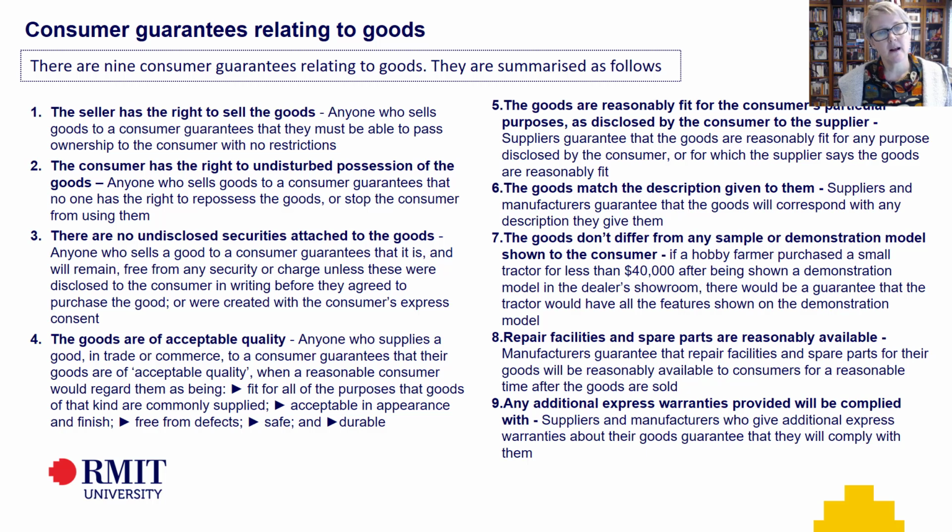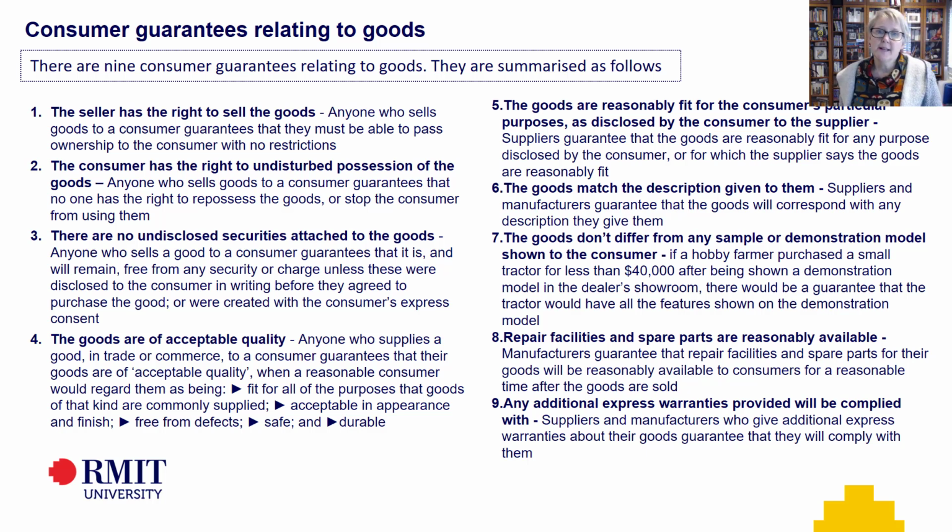So anyone who supplies goods in trade or commerce to a consumer guarantees that the goods are of an acceptable quality, which is something different from merchantable quality, but acceptable quality nonetheless. This means it needs to be fit for the purpose that goods of that kind are commonly supplied for, and acceptable in appearance and finish, free from defects, safe and durable.